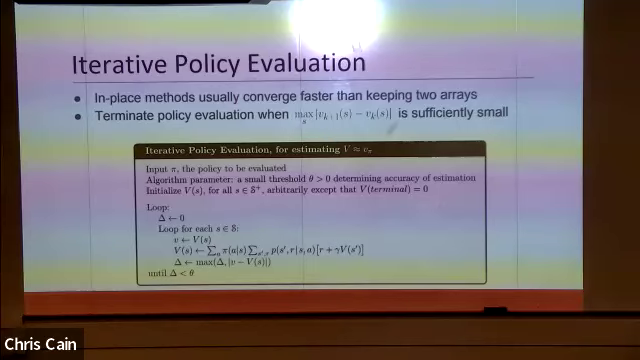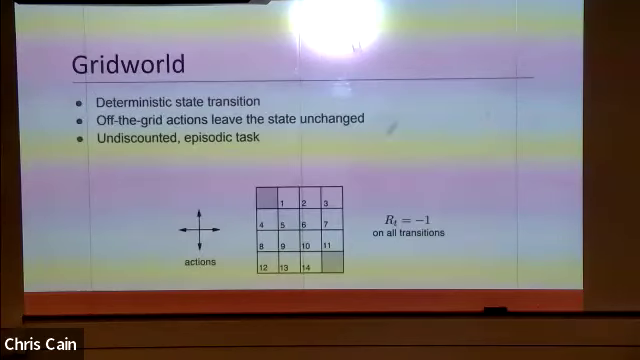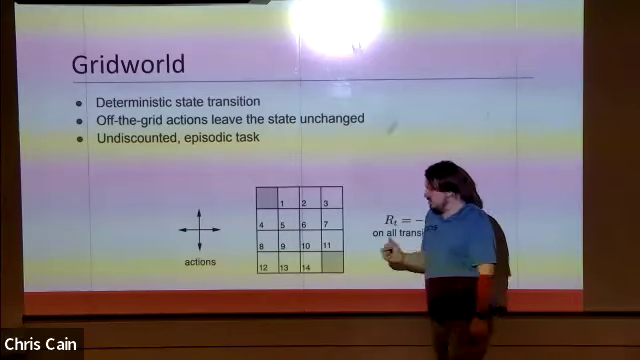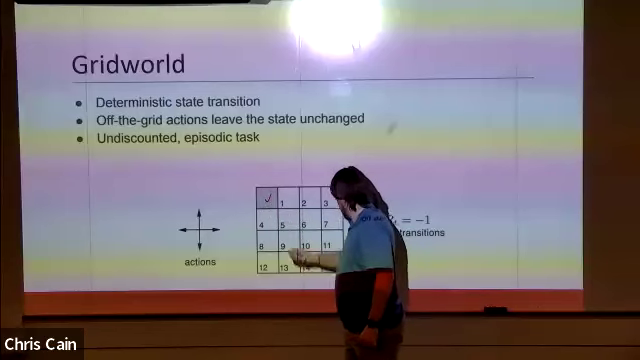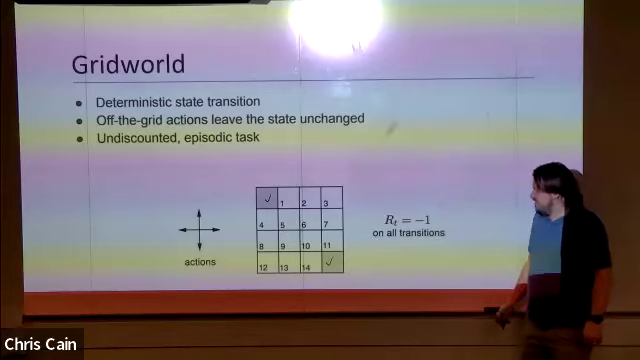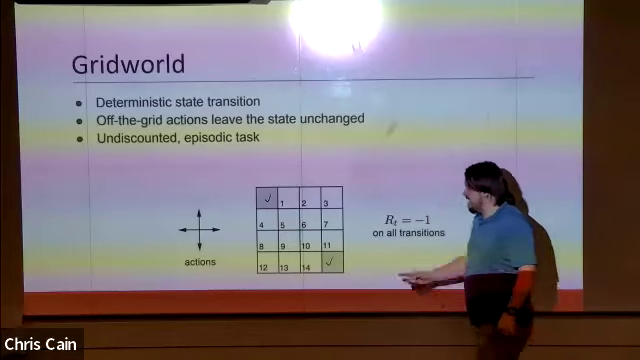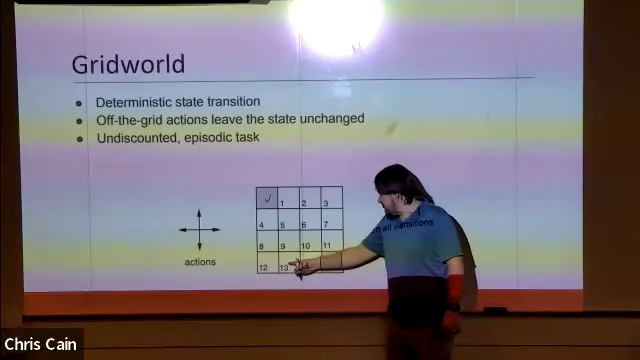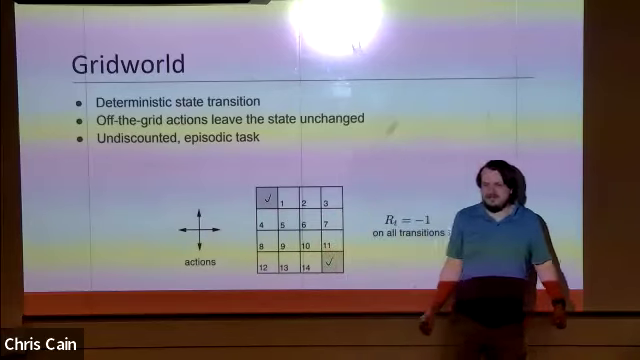So the example that I want to use is this concept that we're going to call grid world. The goal of grid world is to get either here or here. The actions that this agent can take, the agent is going to end up in one of these states initially, and we want to minimize the number of actions that it takes to get to one of these check marks.